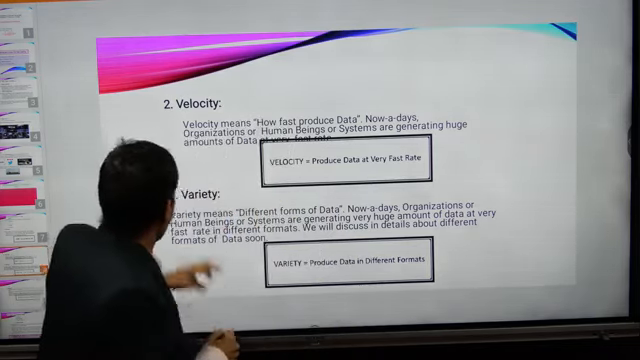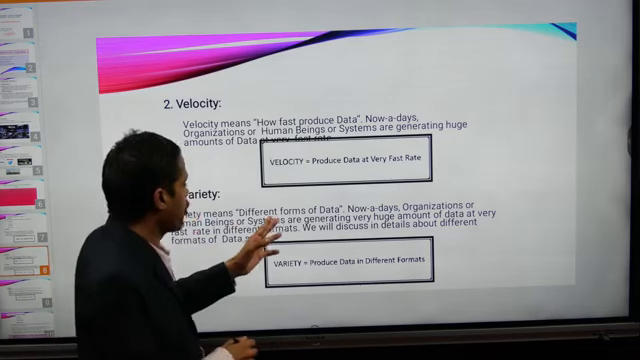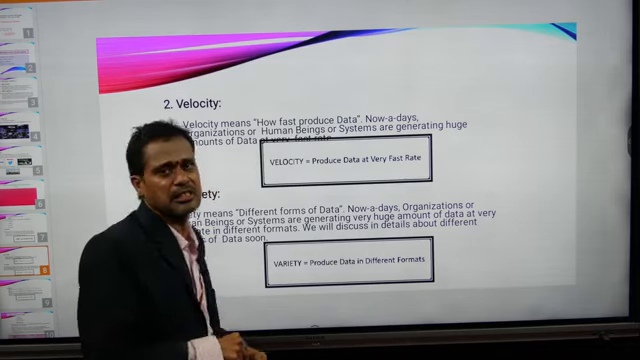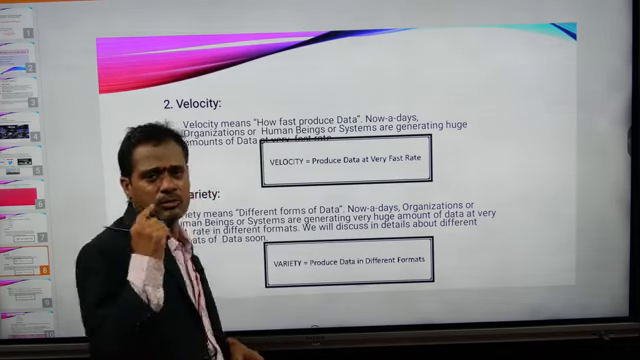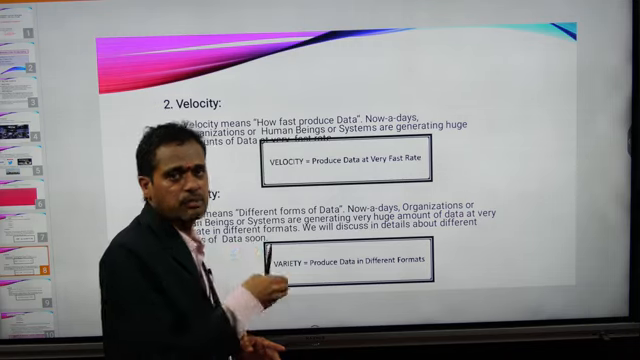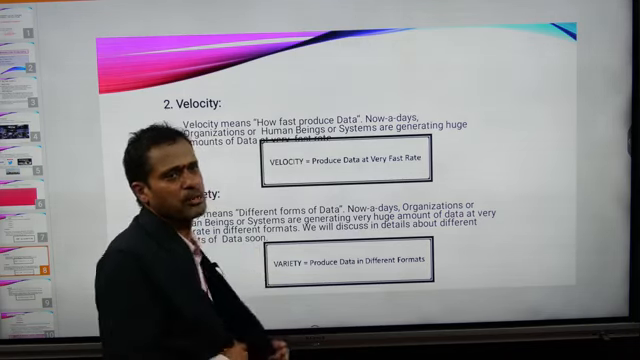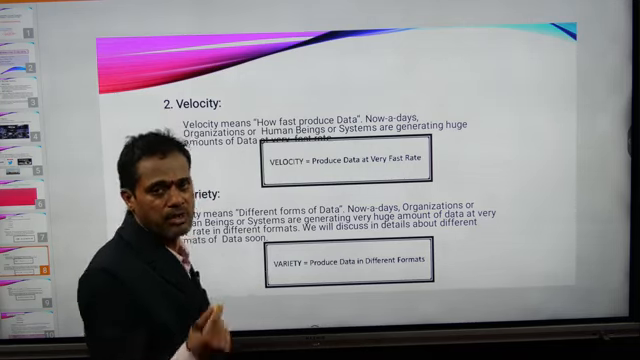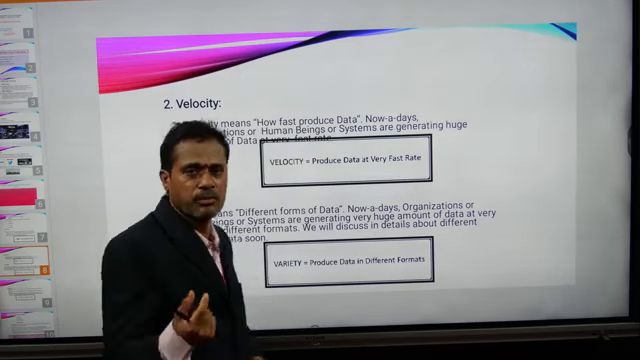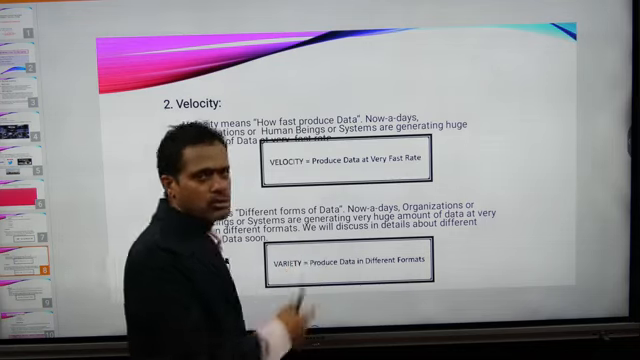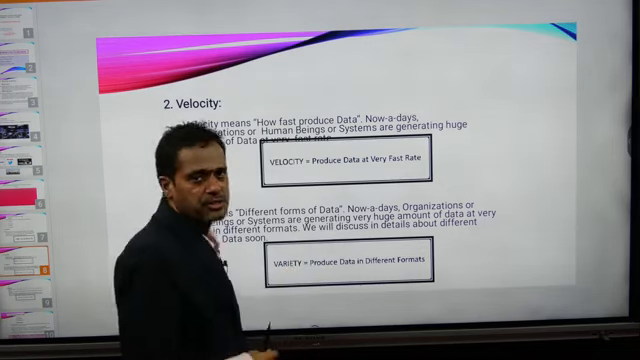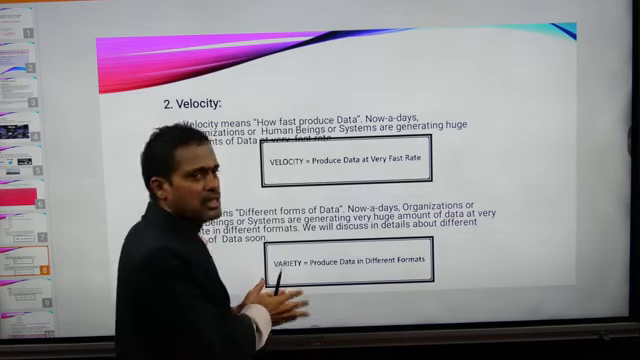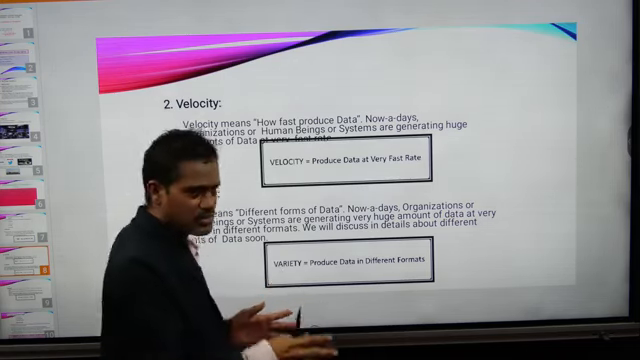Okay. And variety means different forms of data. Different forms of data means, for example, different people will hit the same website. For example, Yahoo is there. Somebody will click Yahoo Finance, and somebody will click Yahoo Email. Somebody will click Yahoo Marketing, and somebody will click some other Yahoo applications at a time. But the database is maintained in a single website. Okay.